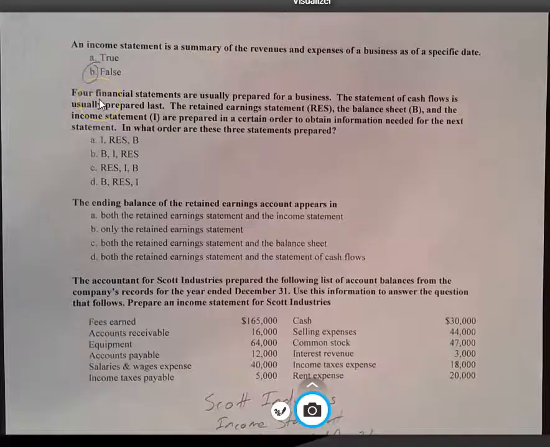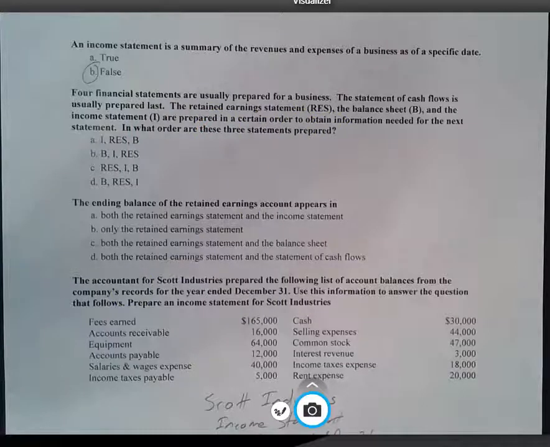This is a little bit more involved. I want you to understand what we're doing here. It says 4 financial statements are usually prepared for a business. Probably should say always. The statement of cash flows is prepared last. The retained earnings statement, or RES, the balance sheet, B, and the income statement, I, are prepared in a certain order to obtain information needed for the next statement. In what order are these 3 statements prepared?